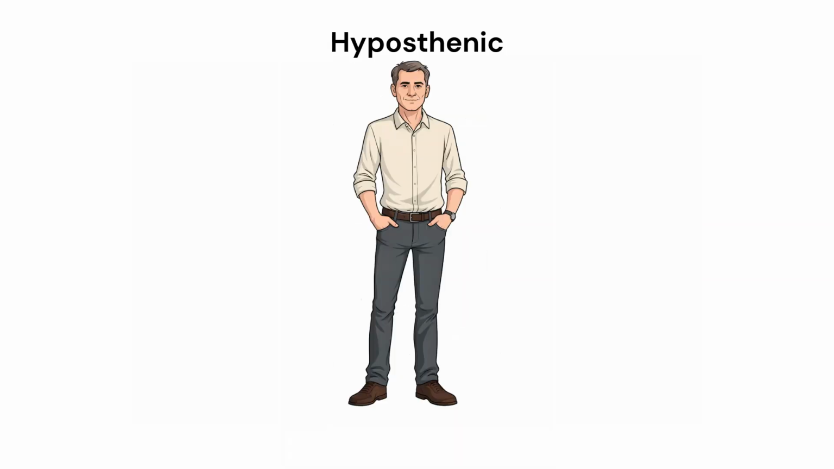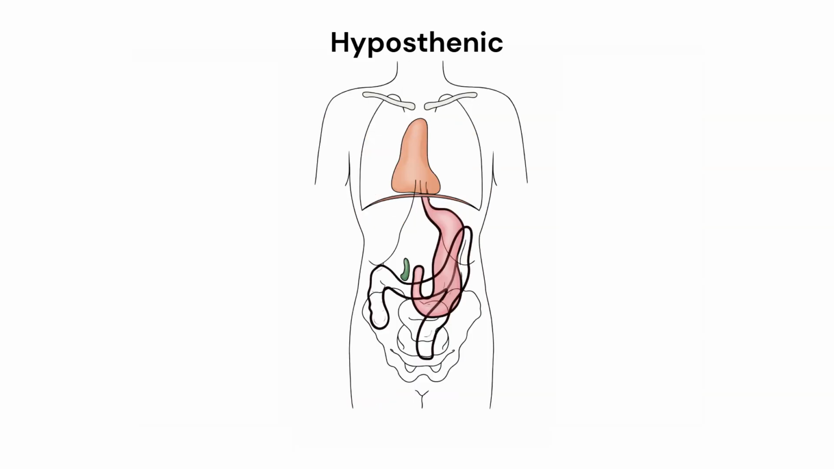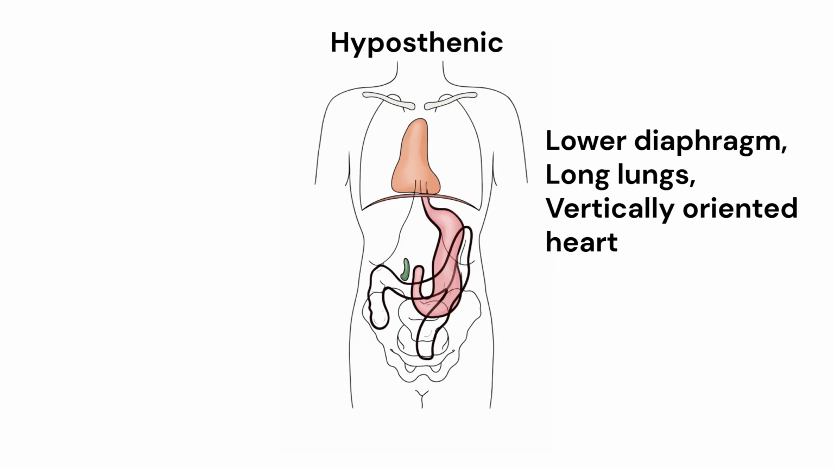The hyposthenic body habitus is characterized by a slender build with a slightly elongated thorax. The body appears lean, and the abdominal cavity is longer vertically than in average builds. In radiology, this body type begins to demonstrate noticeable downward displacement of abdominal structures. The diaphragm tends to sit lower within the thoracic cavity.